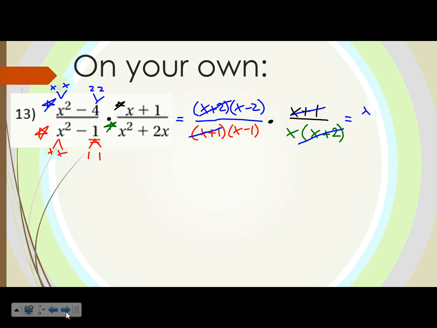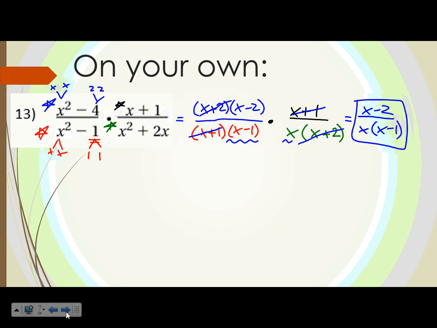So on the numerator, we have x minus 2. In the denominator, we have x minus 1 times x. That's just x times x minus 1. Again, if you actually multiplied that out and got x squared minus x, that's fine. I'm okay with that. But make it easier on yourself. You don't have to multiply that.